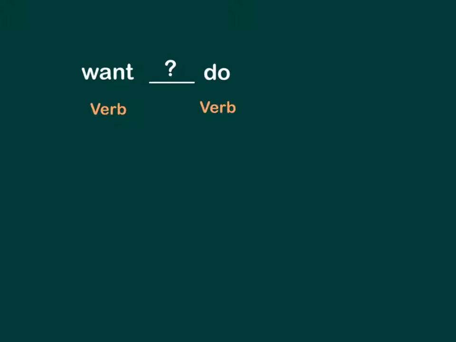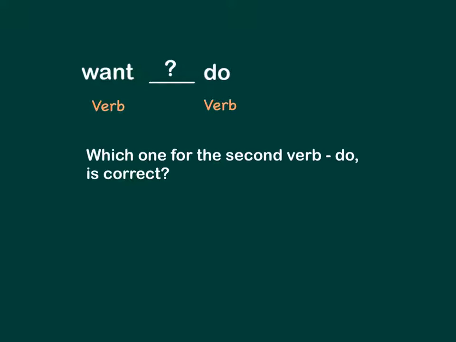Now take a simple example, with two verbs in a sentence, want and do. Which one for the second verb, do, is correct? A. Doing, which is the gerund. B. To do, that is the infinitive form with to. C. Do, that is the bare infinitive.